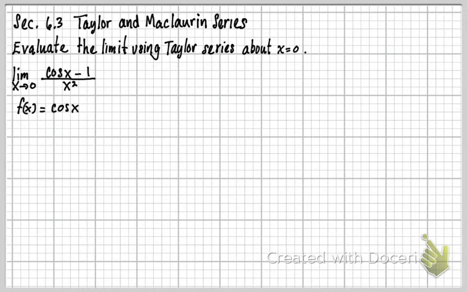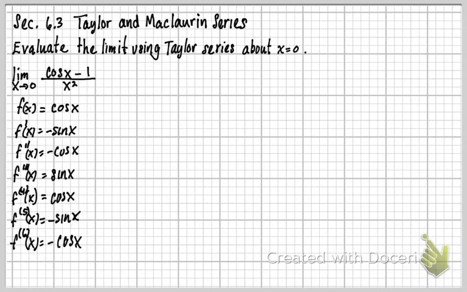So here's f of x equals cosine of x. Then f prime of x is going to equal negative sine of x. Now all I'm going to do is run through a bunch of these. I just did a bunch of them because we have to do a lot to see the pattern. I did up to 6 derivatives there.